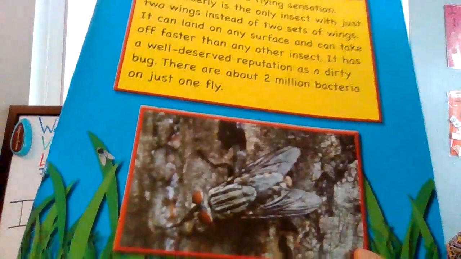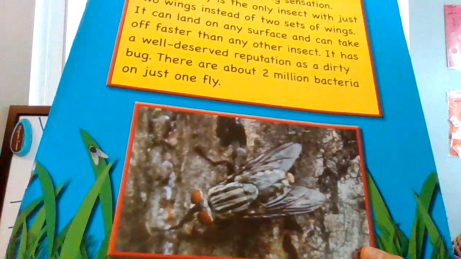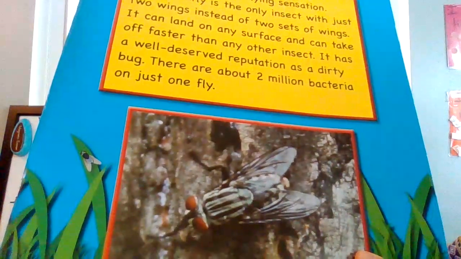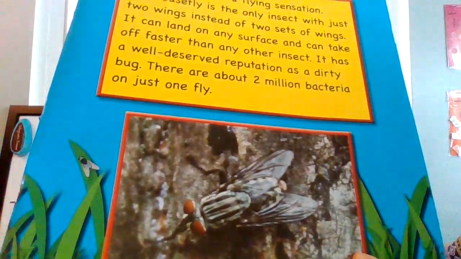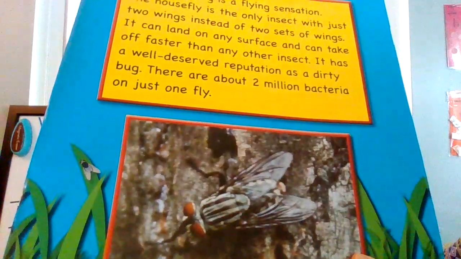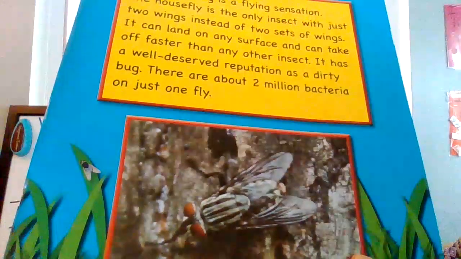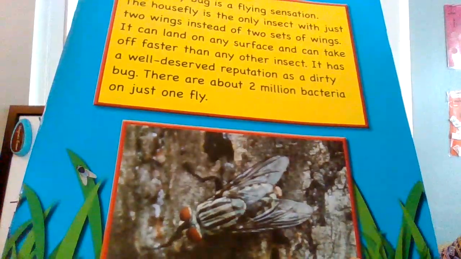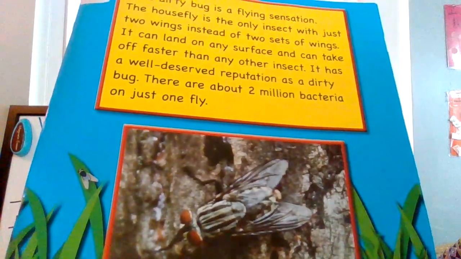Everybody knows what this is. This is a dirty bug. It's a flying sensation. It's the housefly, and it's the only insect with just two wings instead of two sets of wings. It can land on any surface and take off faster than any other insect.